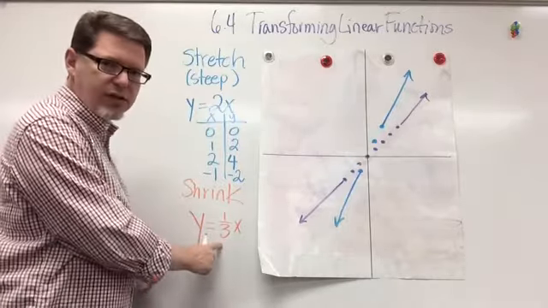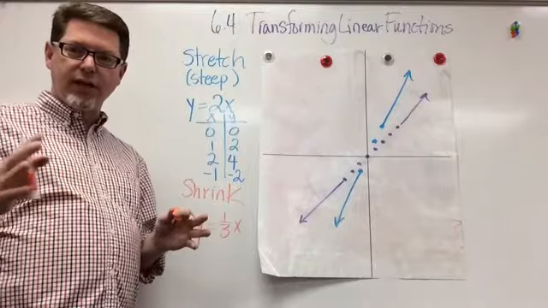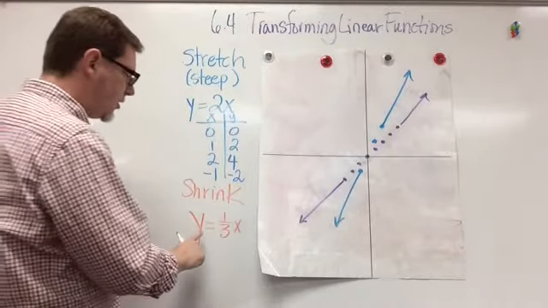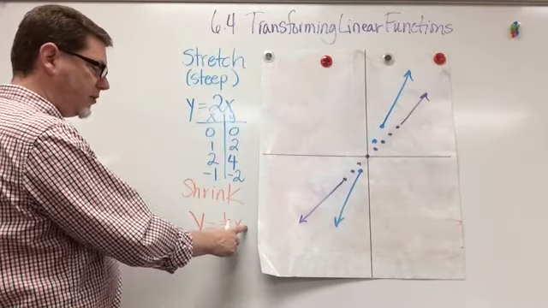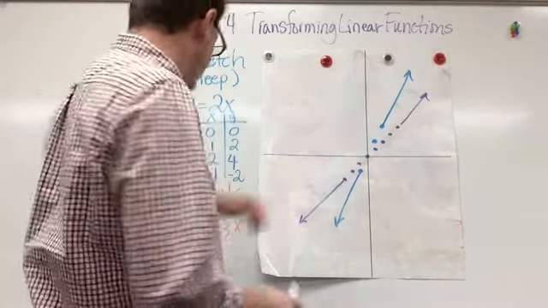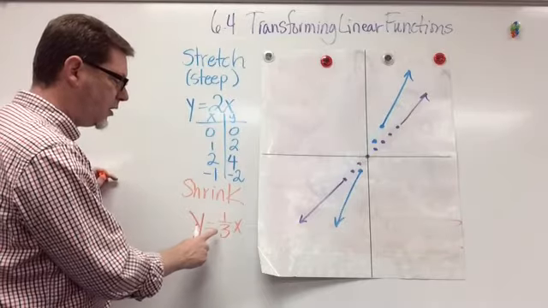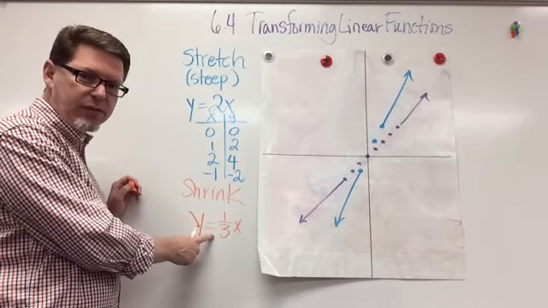So we're just going to use the slope and the y-intercept to create our points. Okay? So y equals 1/3 x. I know that my y-intercept is 0, so I'm just going to start at (0, 0), and I'm going to go up 1 to the right 3 because slope is rise over run.